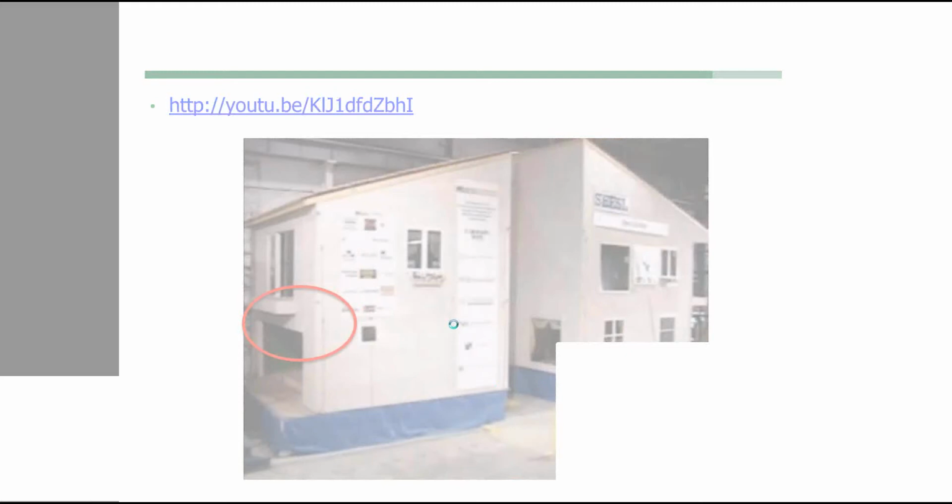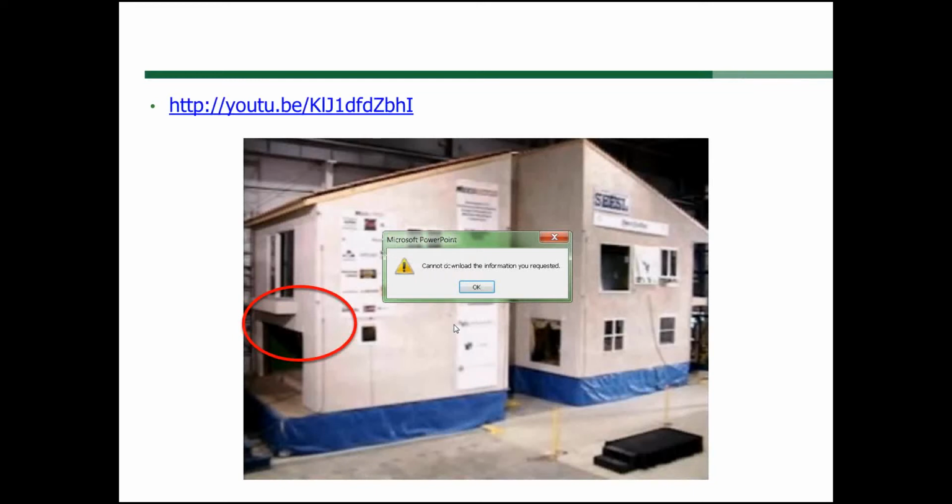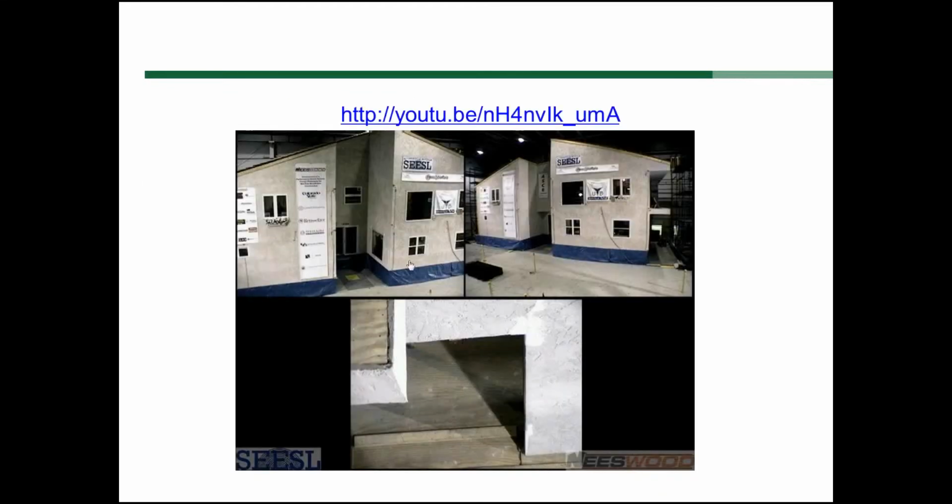Well, what you would see is the building would shake on the shaker table, and, let's see, cannot download, so let me go to the next one. Okay, this is another view. The bottom photo shows you that opening with a narrow shear wall on either side of the opening, and it's looking down at that shear wall. So we have different views. And let me go to the next slide.